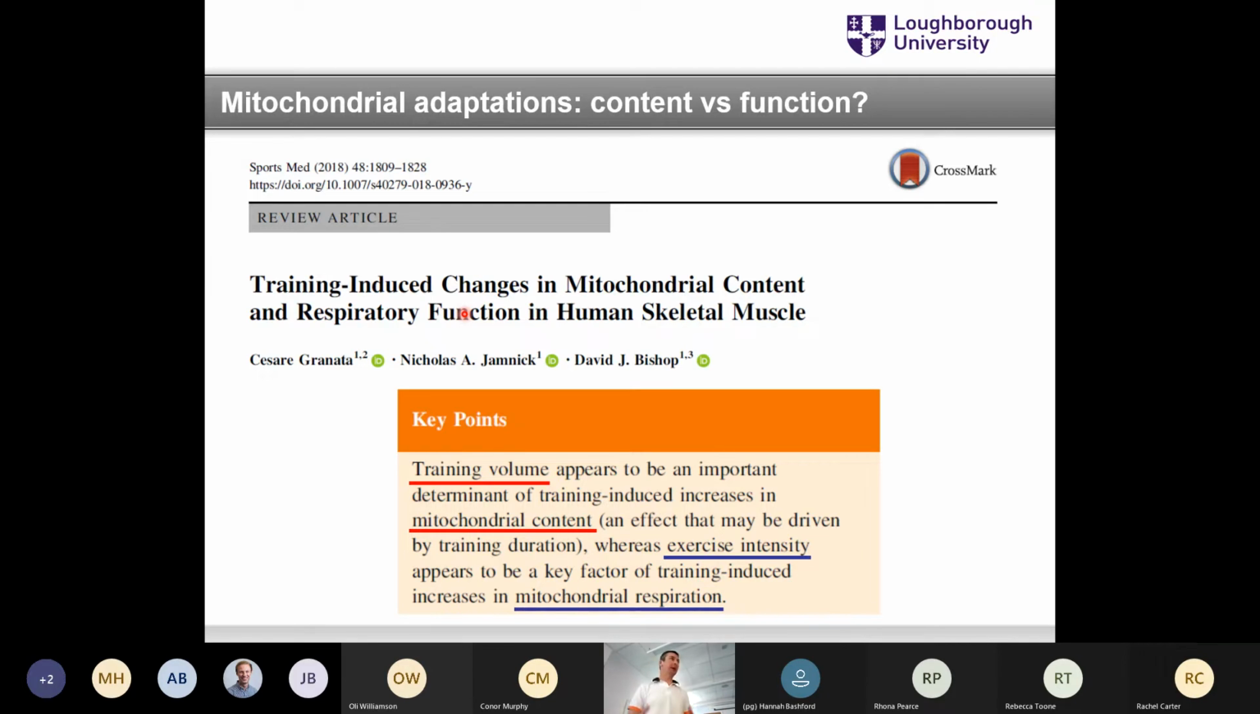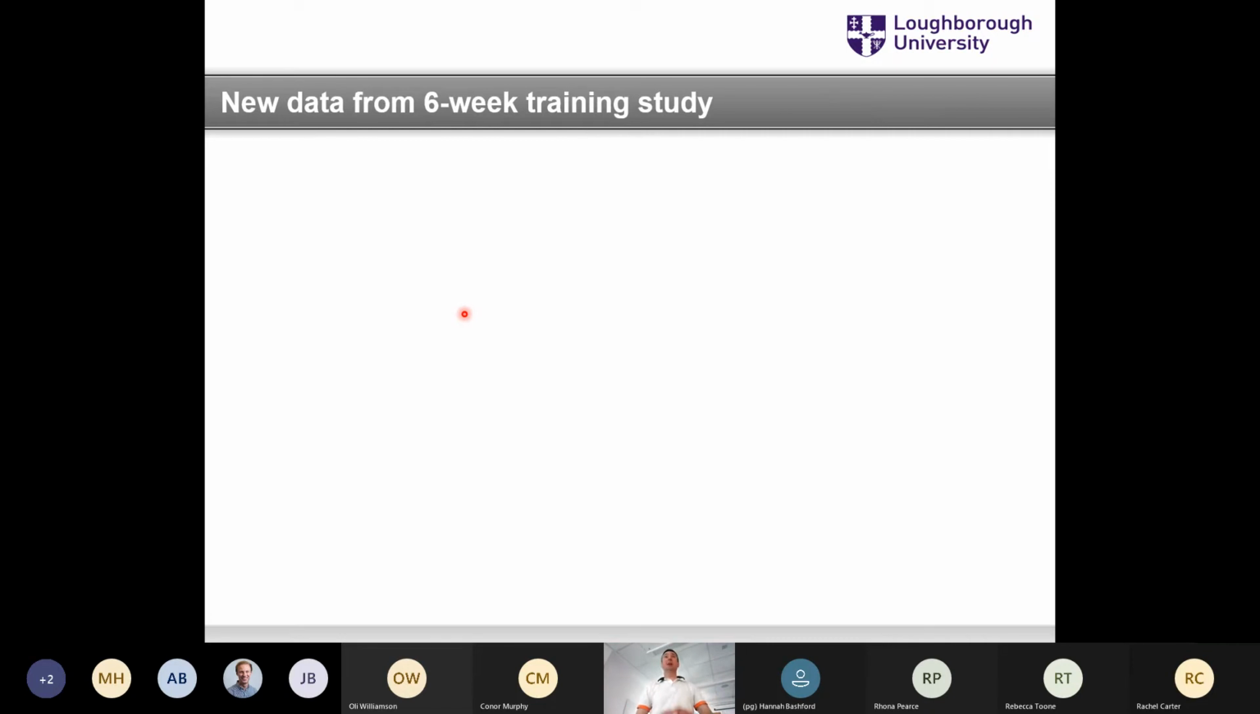So we didn't make any measurements of mitochondrial function in that study, but that leads us nicely to the next study that Don's going to present. So in relation to the argument about content and function, these two parameters of mitochondrial biogenesis, hopefully Don is going to talk to us in a few minutes about new data from a 6-week training study looking at mitochondrial function.